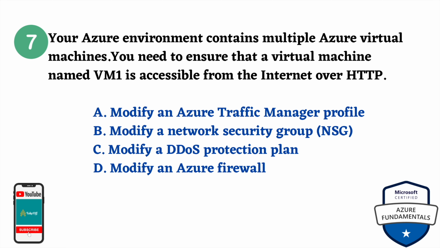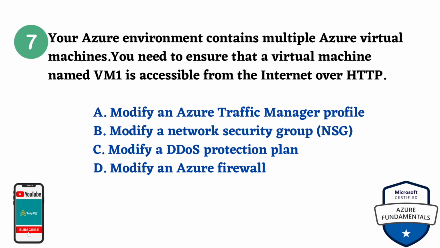On to the next one. Your Azure environment contains multiple Azure virtual machines. You need to ensure that a virtual machine named VM1 is accessible from the internet over HTTP. Modify an Azure Traffic Manager profile, modify a network security group, modify a DDoS protection plan, modify an Azure firewall. You can pause the video before we check out the answer.